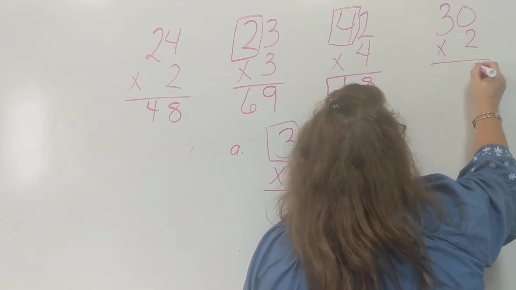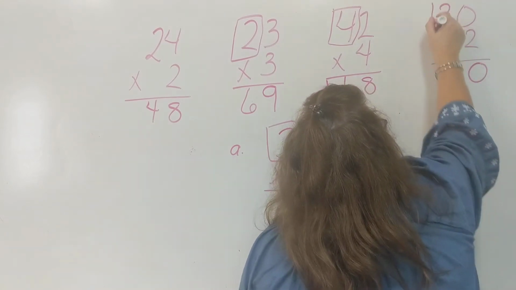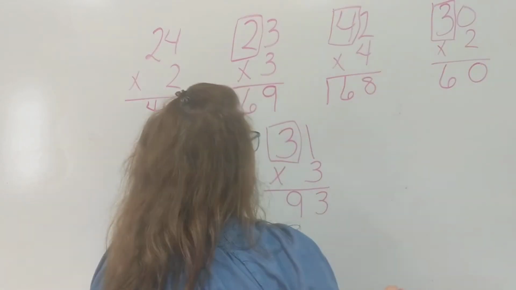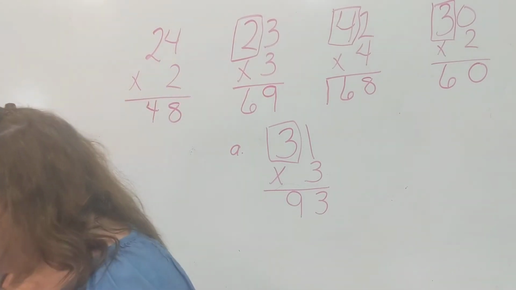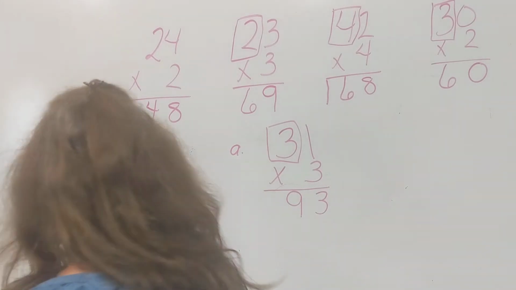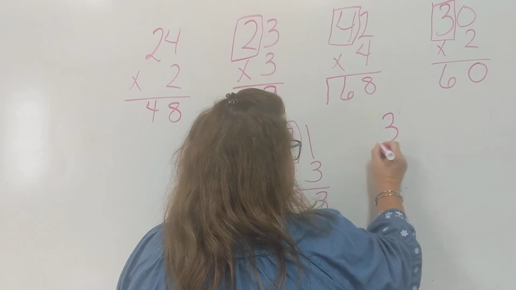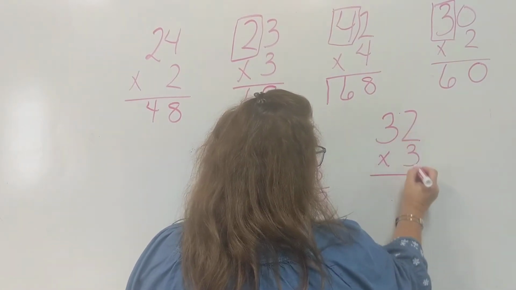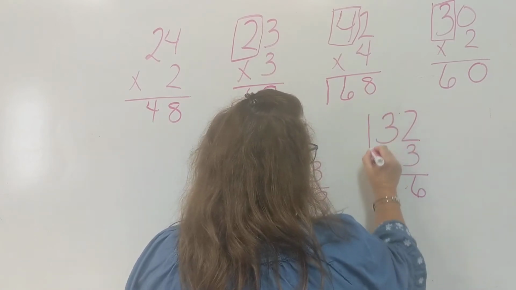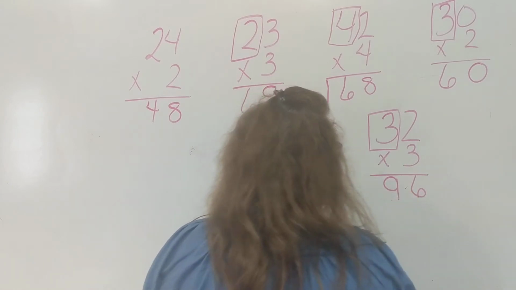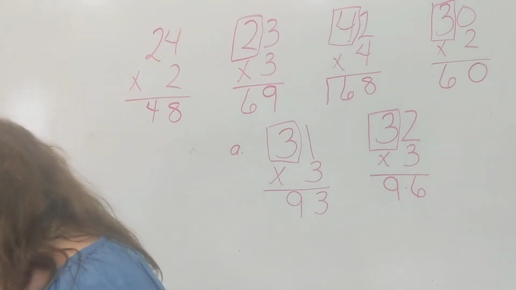Let's look at 30 times 2. 0 times 2 is 0. And 3 times 2 is 6. So our product is 60. So that is how we multiply a two-digit factor. We have one more on there, letter E, 32 times 3. So we're going to say 2 times 3 is 6, and then we're going to say 3 times 3 is 9. So our product is 96.